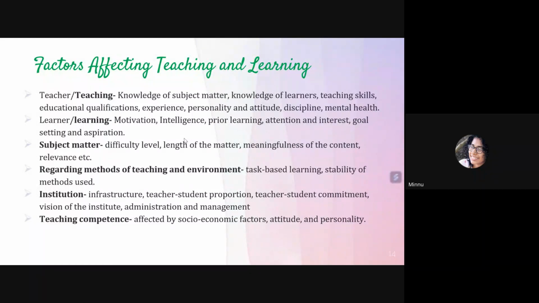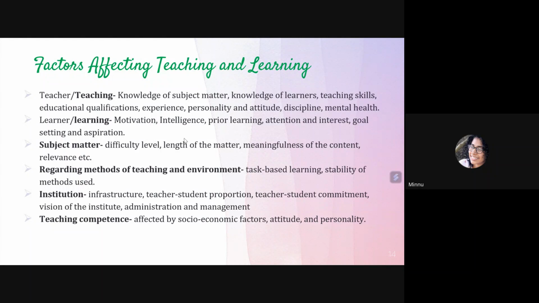Another aspect is the subject matter: the difficulty level of the subject, the length of the matter, whatever meaning is being conveyed through the content, and the relevance of the content are also important. Another aspect is the methods of teaching and environment. Task-based learning and stability of methods are methods that could be used to enhance the conduciveness of the teaching environment. How much the environment is made conducive towards learning or teaching is also a very important factor which affects the process.